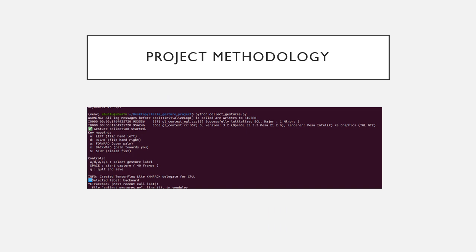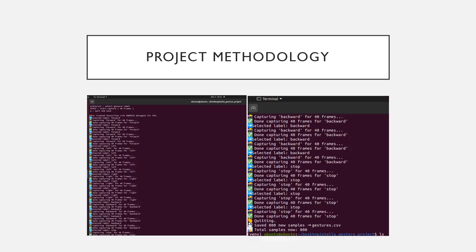So this is when the code is running and it is collecting the data. It selects the label as, for example, backward, and then it captures it, and then it selects, for example, stop, and then it captures it. So it captured 40 frames per record.